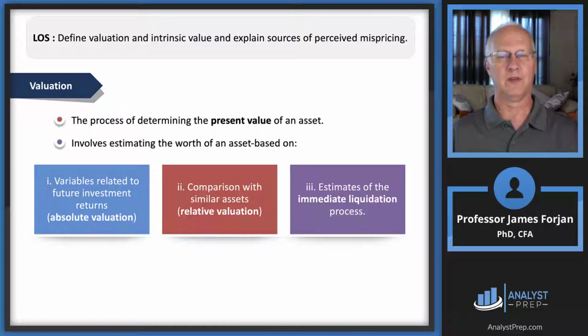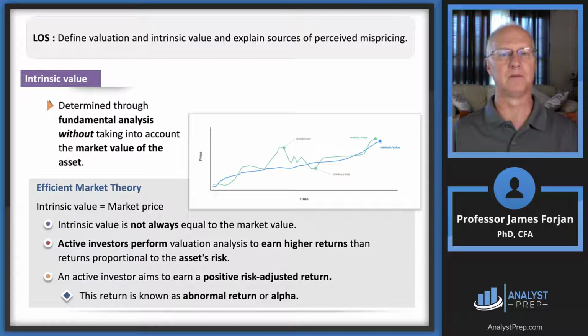All right, the process of determining the present value of an asset. So we can do this in a handful of ways. We can collect variables that are related to future investment returns. We can collect data on similar types of assets. And that's probably the exam question that will show up here. Compare the absolute valuation to relative valuation methods. So remember that. And then over in the purple, there's our liquidation process again.